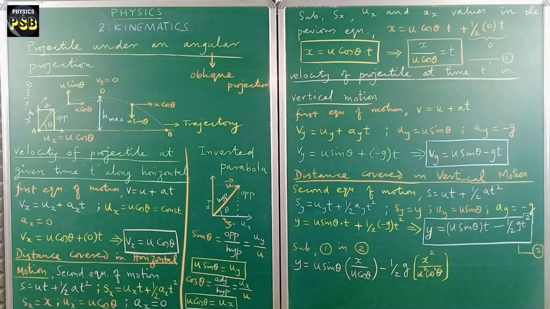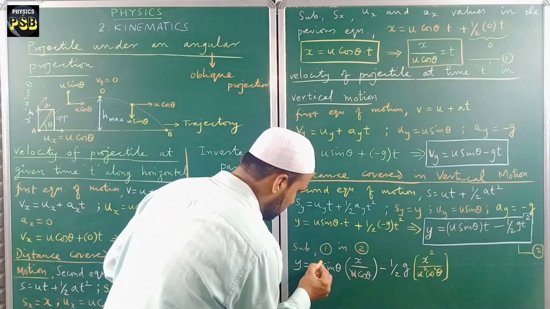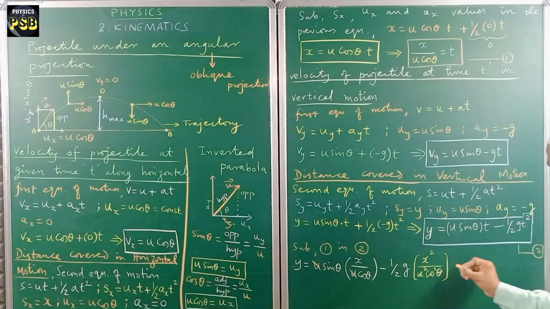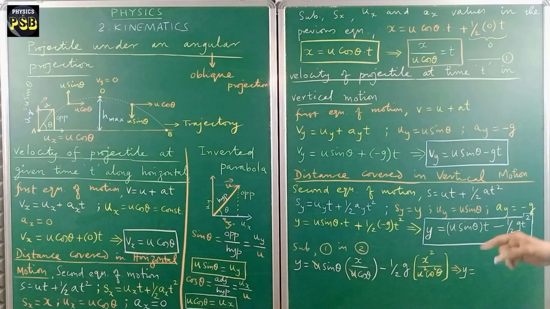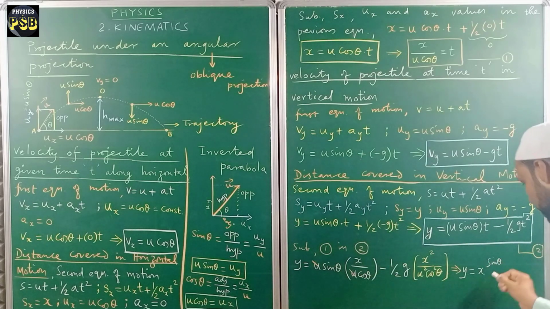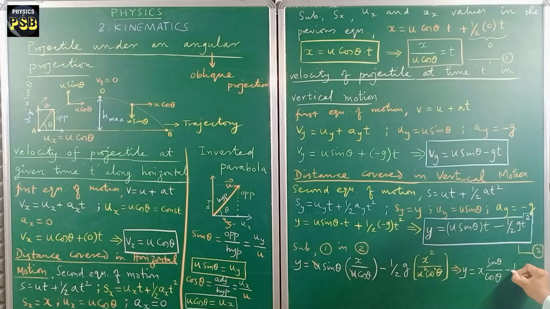Now I'll simplify this. Here u and this u get cancelled. Everything remains the same here. Now what do I get? y is going to be equal to x, then sin theta divided by cos theta. We know sin theta divided by cos theta is tan theta. That I will write in the next step. Half, then g x square upon u square cos square theta.